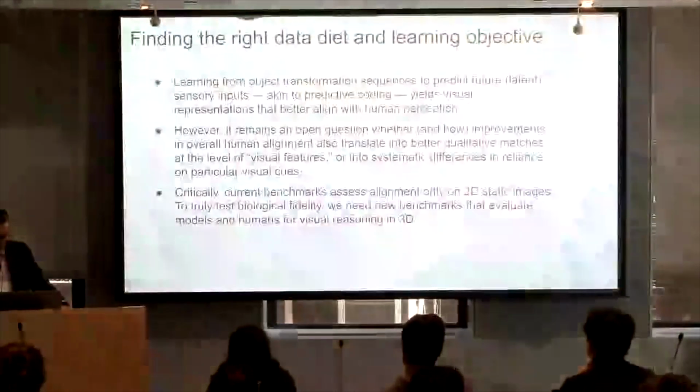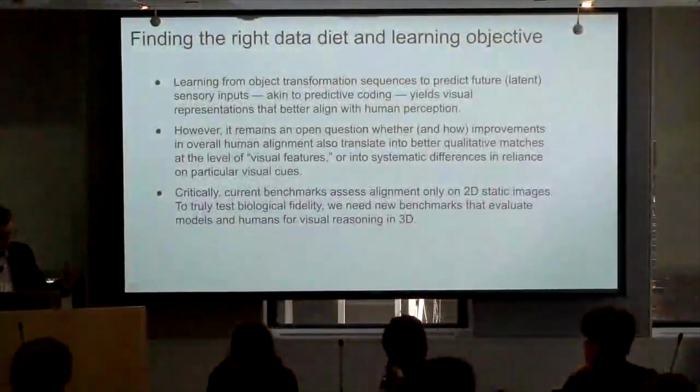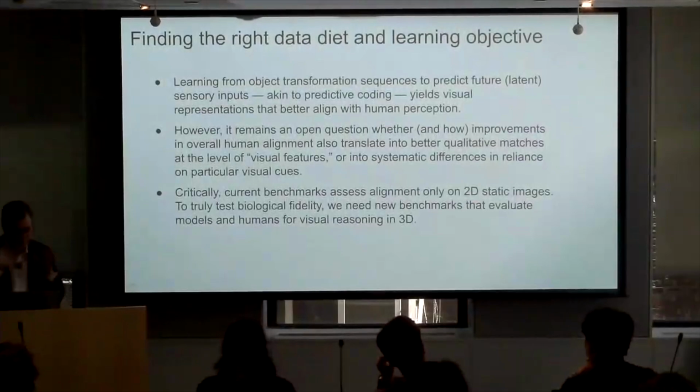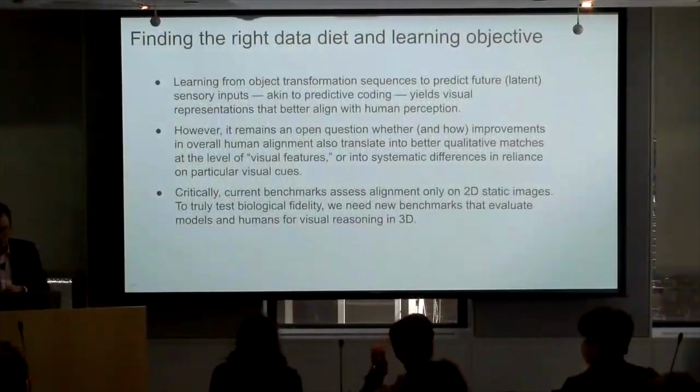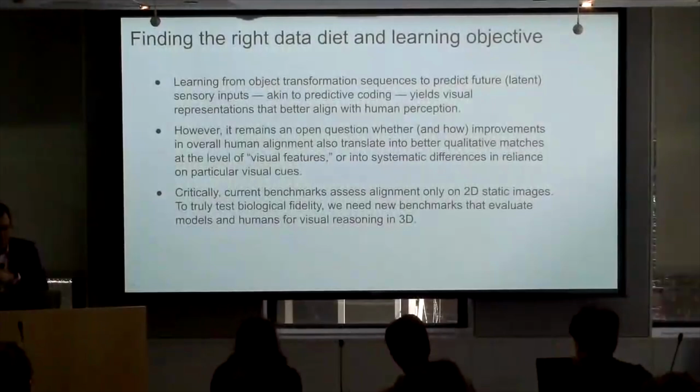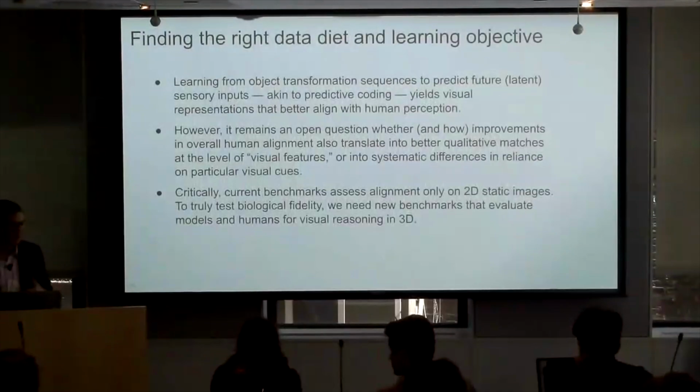Okay, so just to conclude the second part, our goal here is really to try to discover the right data diet and learning objective. I've shown you still very preliminary results, but I think they are encouraging. We've seen that learning from object transformation sequences to predict future latents, potentially sensory inputs, something akin to predictive coding in neuroscience, yields visual representations that seem to better align with human perception. This is still very early. I wish I could tell you qualitatively what's different about the learned visual representation, especially in terms that would speak to a vision scientist.